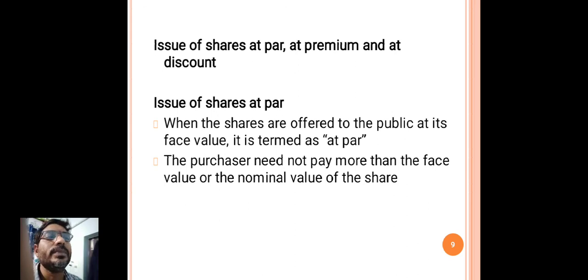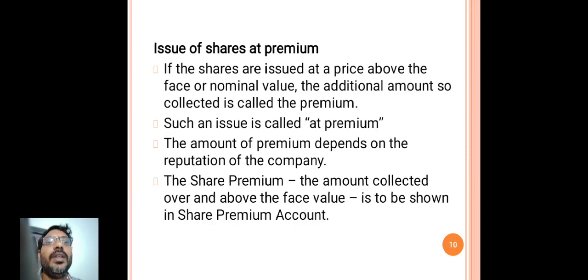Then issue of shares at premium. If the shares are issued at a price above the face or nominal value, the additional amount so collected is premium. Such an issue is called at premium.